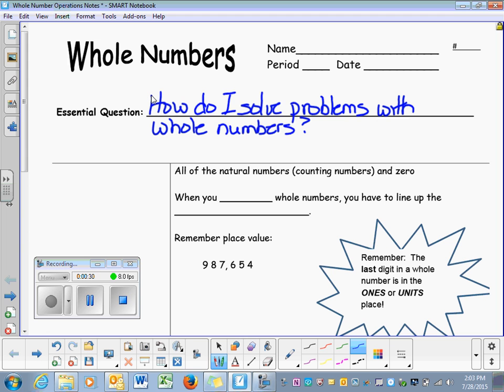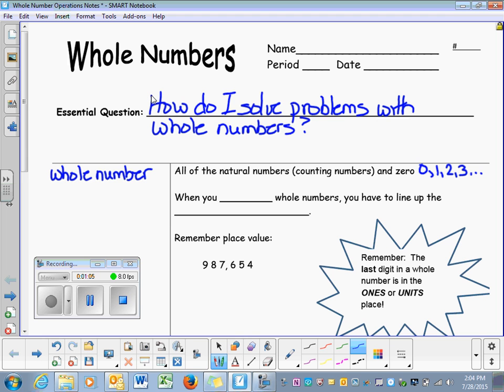Now, a whole number is defined as all of the natural numbers and zero. Natural numbers are the ones we learn to count as babies. They're the ones we learn to count naturally. So as a baby, you start off 1, 2, 3, 4, and so on. With whole numbers, what we add in is the concept of zero. Babies don't understand the concept of zero. All right, so zero is not part of the natural or counting numbers.